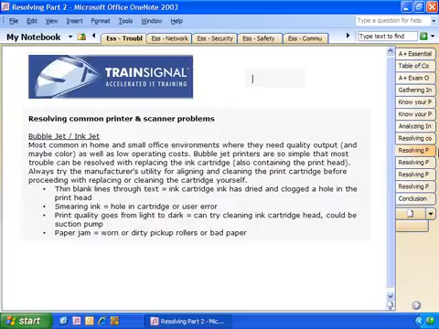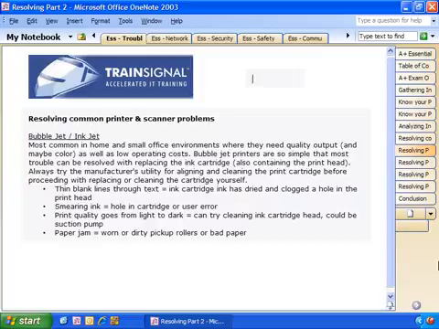All right, now let's talk about some common bubble jet or inkjet printer issues. Now, bubble jet or inkjet printers are most common in home and small office environments where they need quality output and perhaps color, as well as low operating costs as compared to a color laser printer, for example. Now, bubble jet printers are so simple that most trouble can be resolved with replacing the ink cartridge because it also contains the print head. So when you do that, you're replacing some important parts of the printer, all in one little cartridge.